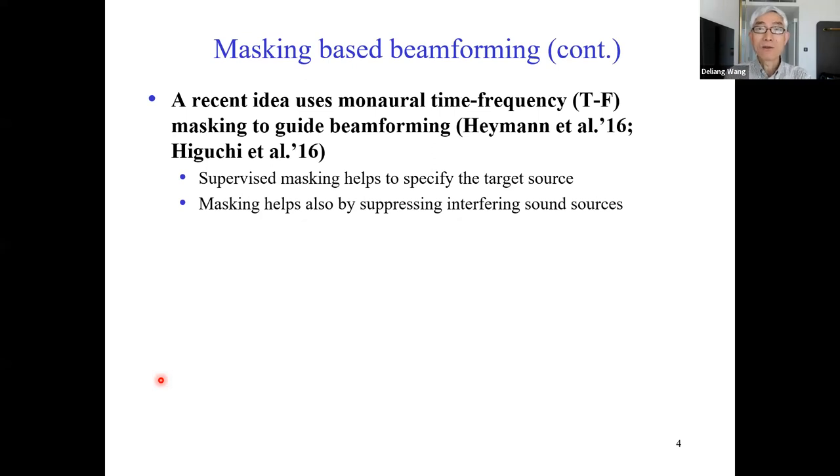The idea here is that we use a time-frequency mask to guide beamforming. And supervised masking helps in two ways. First, to specify what the target source is. This is done through, as I said, supervised learning, where you can tell the system what the target source is, whether it's a speech signal or a music source, for example. Masking further helps to separate or suppress interfering sound sources. That's what time-frequency masking was originally proposed for.